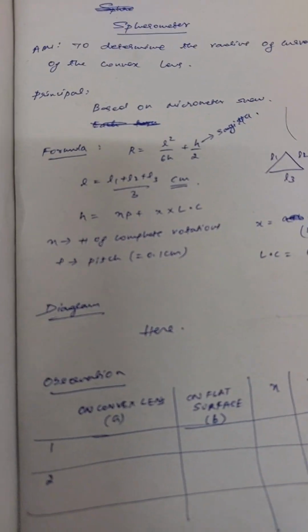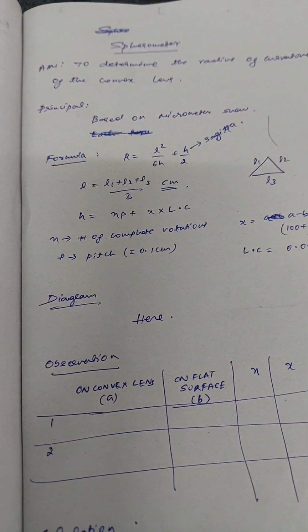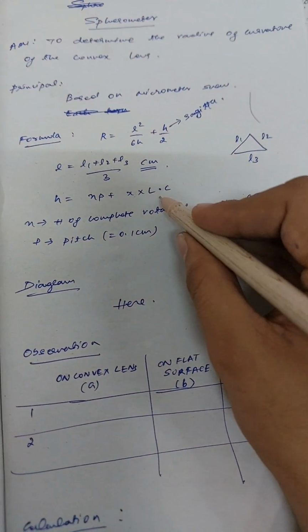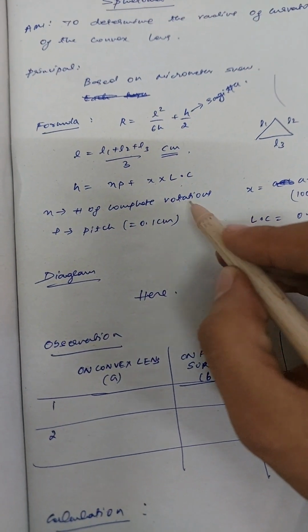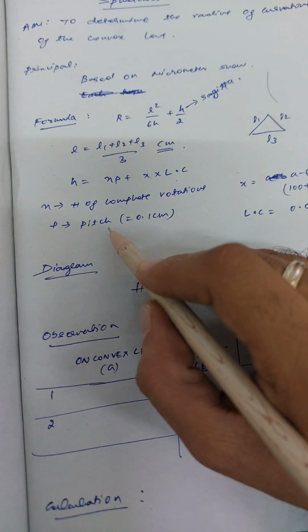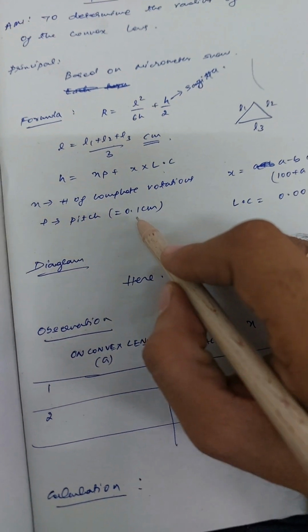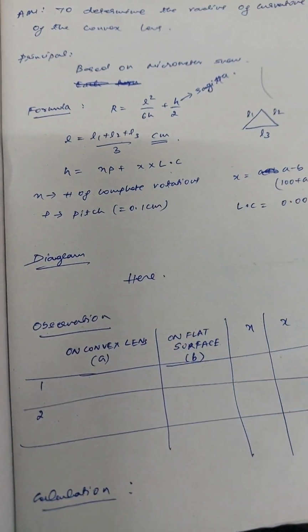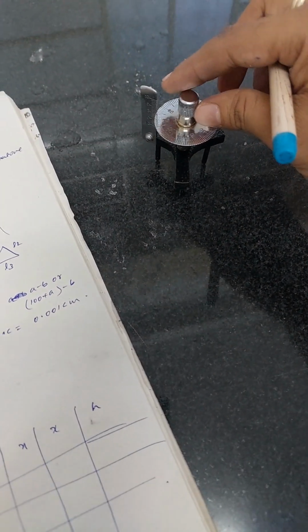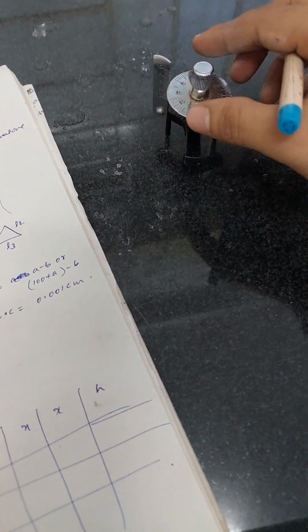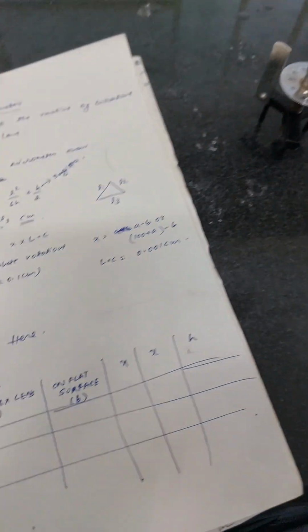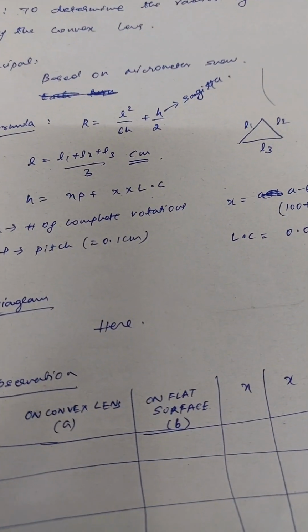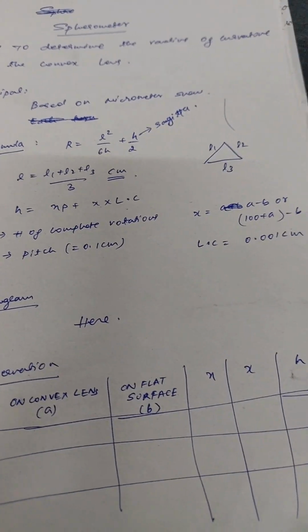Now what is for h? The formula for h is NP plus X into least count, where LC means least count. N means the number of complete rotations, so it can only be an integer. P is the pitch of the spherometer, which is always 0.1 centimeter. Pitch means if you rotate the disc exactly once, this disc will move up or down on this scale by a certain distance. That distance is called the pitch, and it is always 0.1 centimeter for all spherometers.